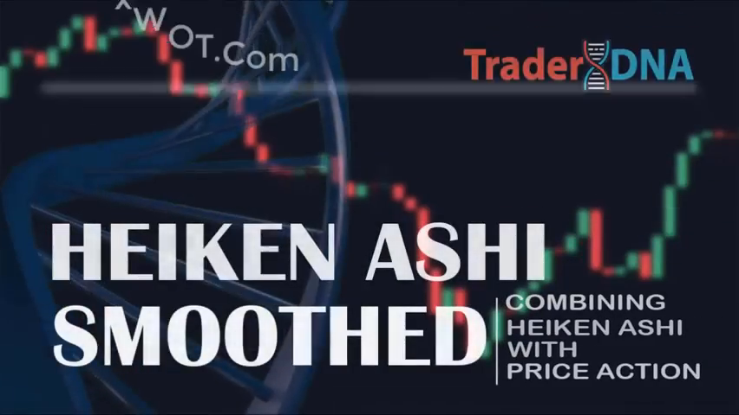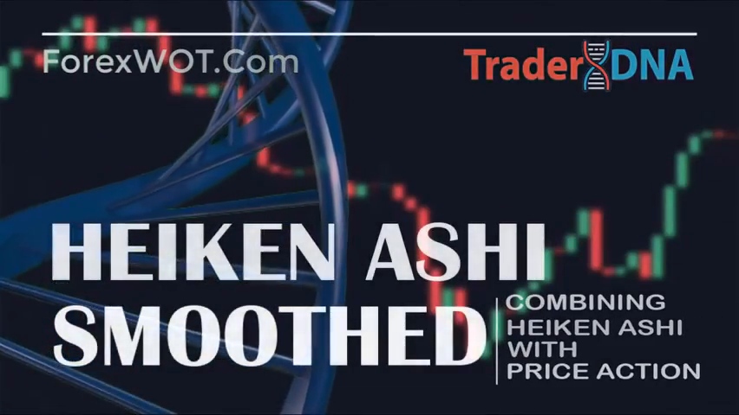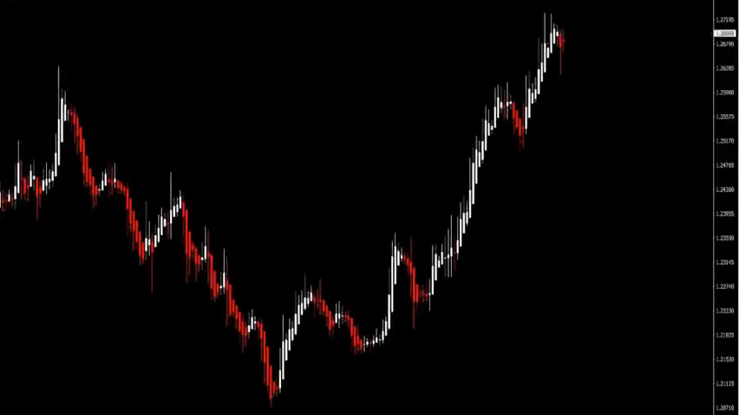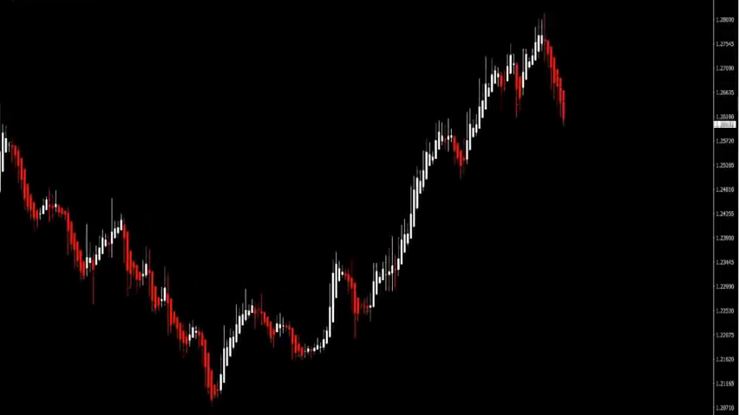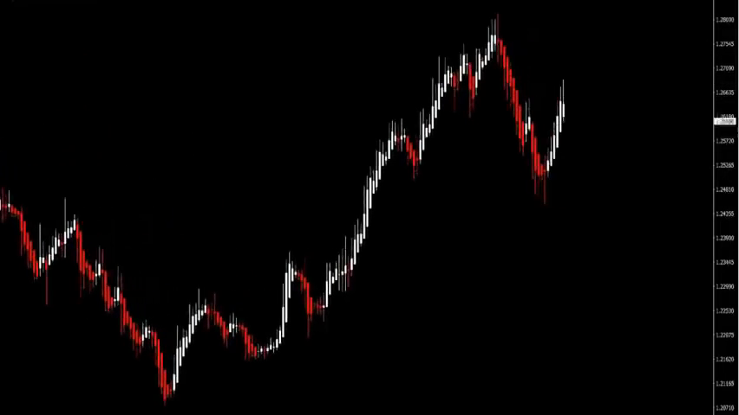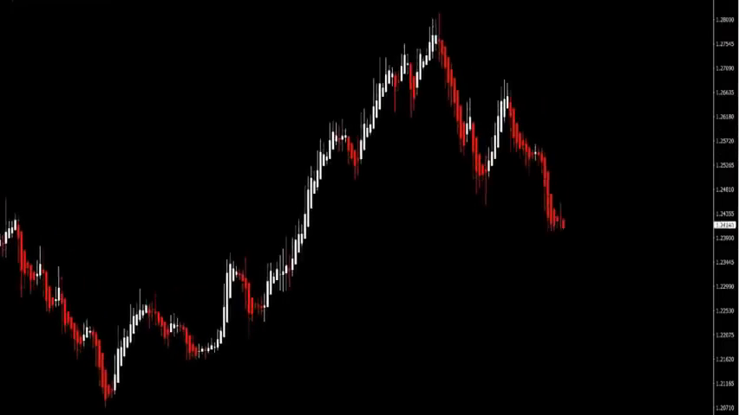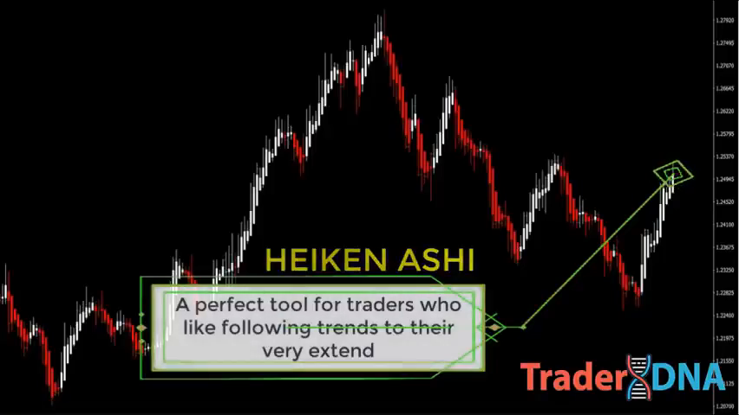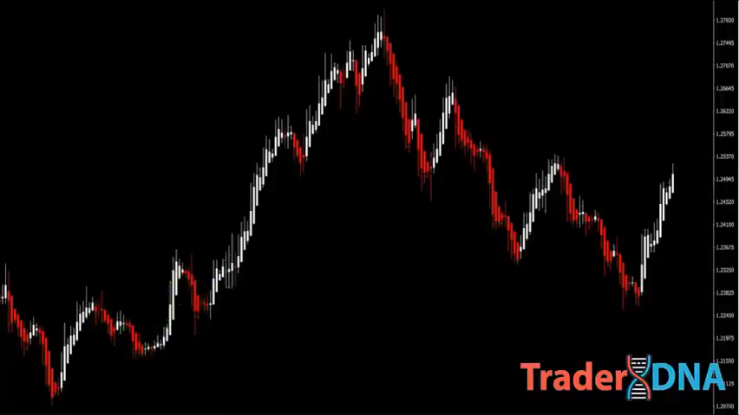Not many traders know about one of the simplest indicators that depicts such well-known candlesticks. This indicator is Heiken Ashi. Heiken Ashi charts are becoming more and more popular among traders, and there are many trading strategies built around this type of chart. These Heiken Ashi candles are a perfect tool for traders who like following trends to their very extent. Heiken Ashi candles also look much more simplified.